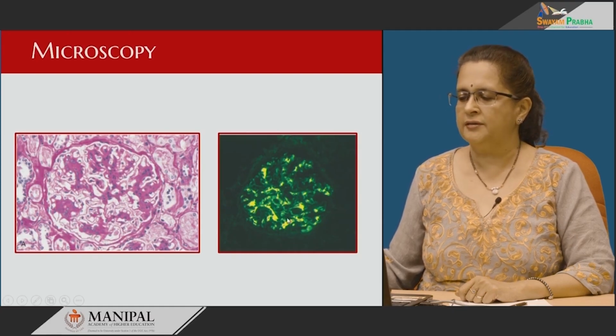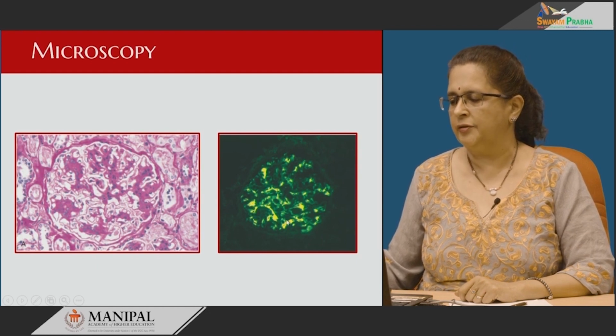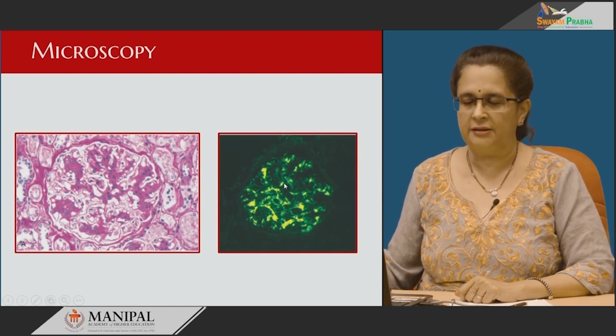Now, this is immunofluorescence depicting the same pattern, that is in the mesangium you are seeing immunofluorescence deposits. This is an IgA picture.